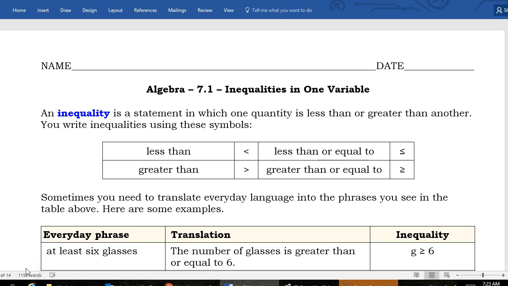This is Algebra Lesson 7.1, Inequalities in One Variable. An inequality is a statement in which one quantity is less than or greater than another. These are the inequality symbols.